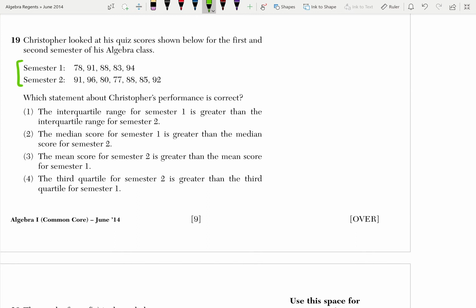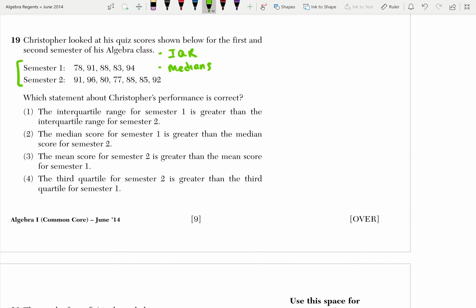Okay. So first, the interquartile range for semester 1 is greater than the interquartile range for semester 2. Okay, so we have to figure out our interquartile range for each of these. So I'm just going to make a little list up here. Okay, so 2, the median score for semester 1 is greater than the median score for semester 2. Okay, so we also have to figure out the medians.